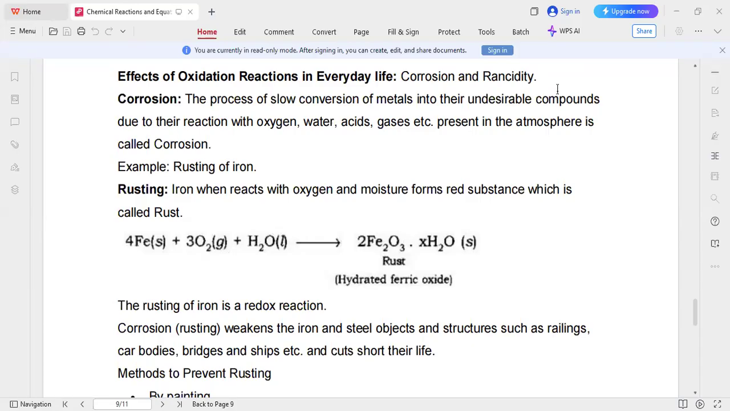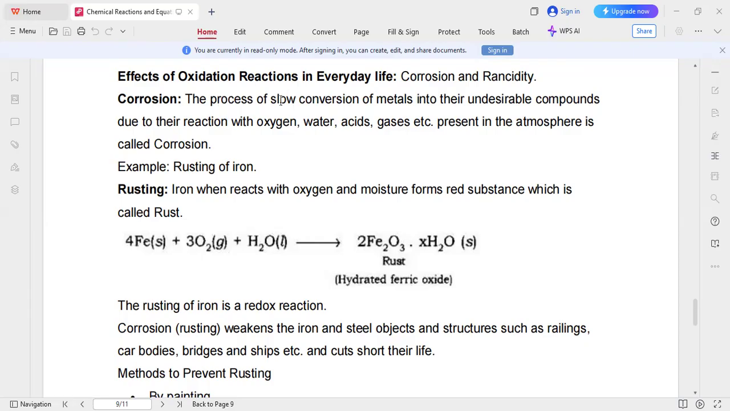In this video, I am going to explain corrosion and rancidity. Now let's start, children. Effect of oxidation reactions in everyday life: corrosion and rancidity. These are processes which we observe in day-to-day life. How we observe these, we'll see in this video.